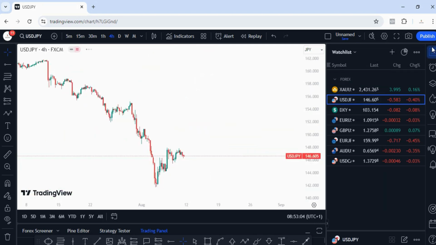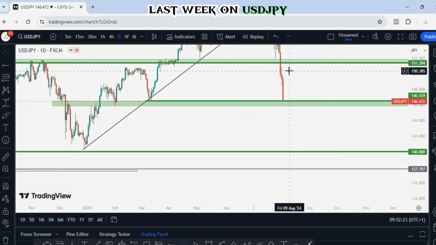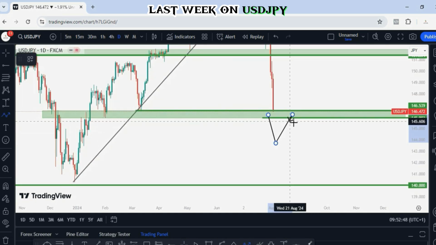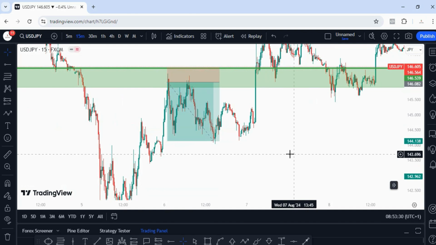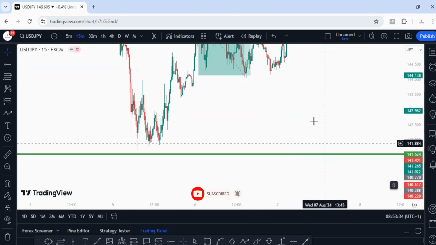The next on my list is USDJPY. Let's say price next week breaks below 145.903, then this is where I'll switch to the lower time frames like the 15 minutes time frame, you understand, to catch an entry with my stop loss above 146.539.